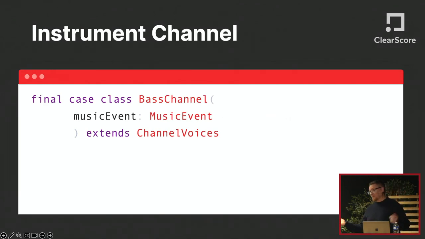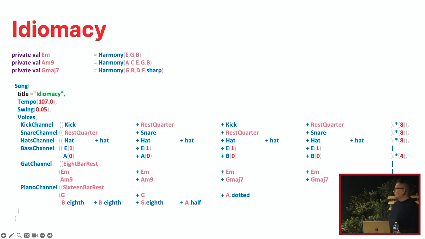Of course, I picked the bass. So the bass channel is a channel voice, and it takes a music event. So I can write a bass line, pass it into the bass channel, pass it into the song. Hopefully it'll play. And ultimately, it's going to enable a description of a complete multi-voice song in the vein of an actual musical score. And this here is hopefully an example of that DSL in action.